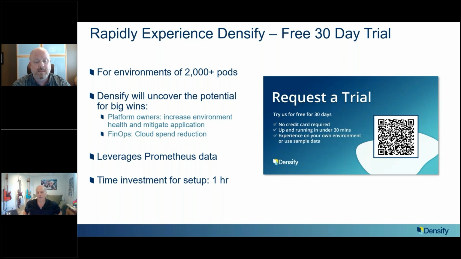The setup, if you've got that already, is about an hour to set it up. We've got a small container forwarder that sits in there and talks to Prometheus, sends your data up to a dedicated instance in the cloud. So real simple to do. 30 days, give it a try and see what you think.